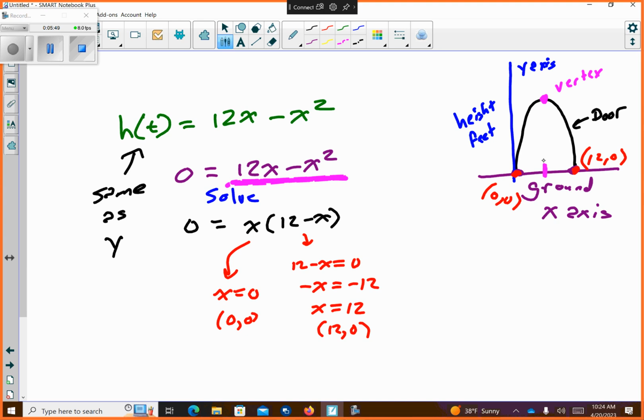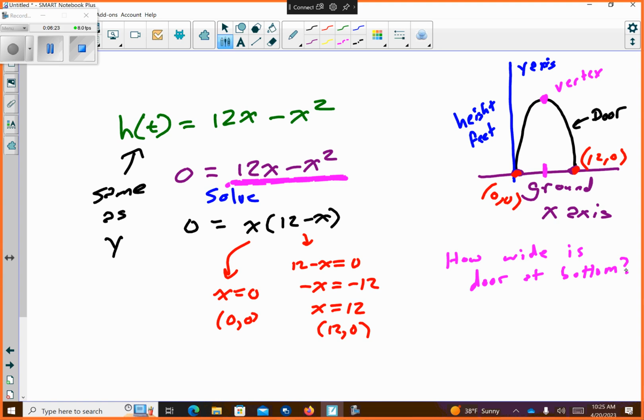So let's answer this. How wide is the door at the bottom? What do you think? Do I know how wide things are? Do I know 2 points? Did I find 2 points? What's one of the points I found? 0, 0. And what's the other point?